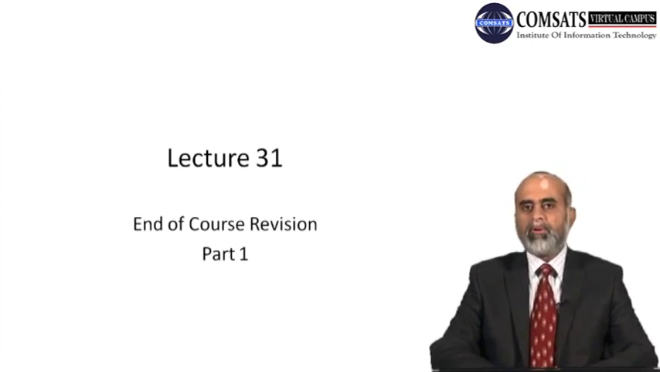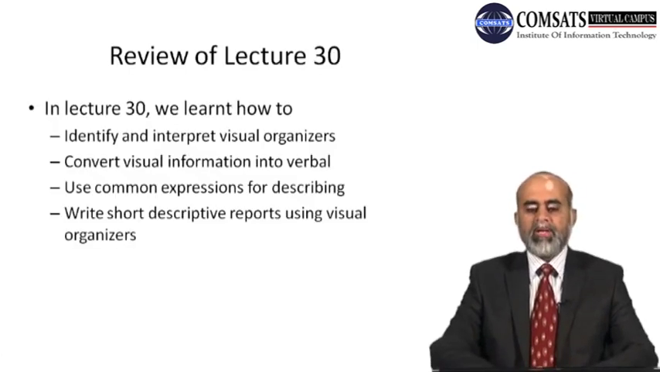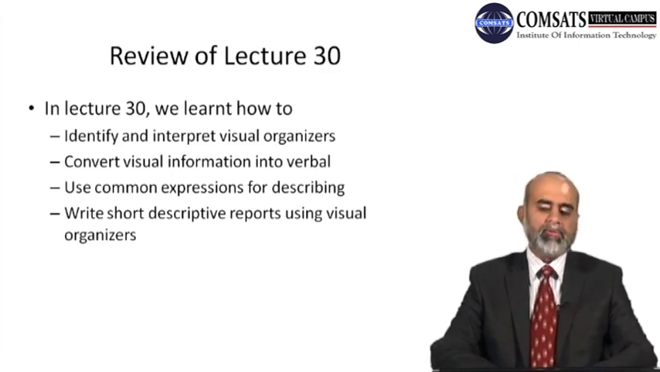But first, let me have a quick look at what we did in lecture number 30. In lecture number 30, we learnt how to identify and interpret visual organizers. And if you can recall, we talked about so many different kinds of visual organizers. We talked about pie charts, bar graphs, line graphs, illustrations, maps, charts, and we also talked about spirograms and so many other different kinds of visual organizers.